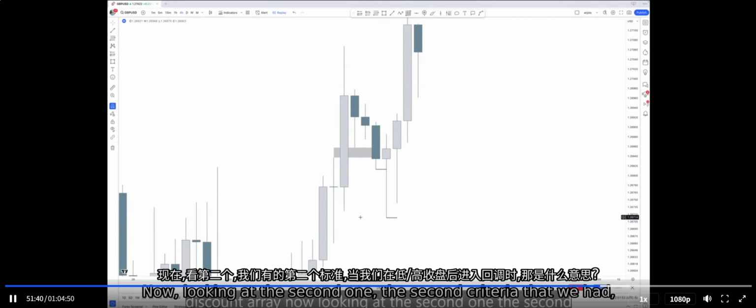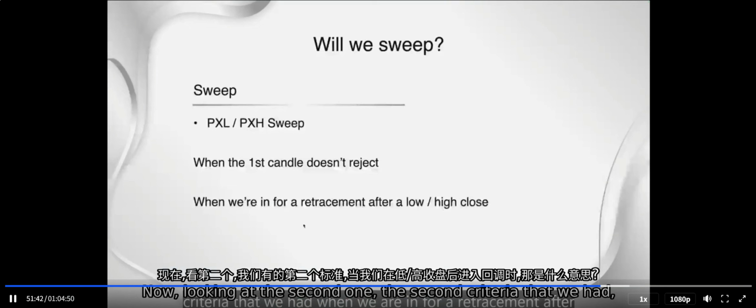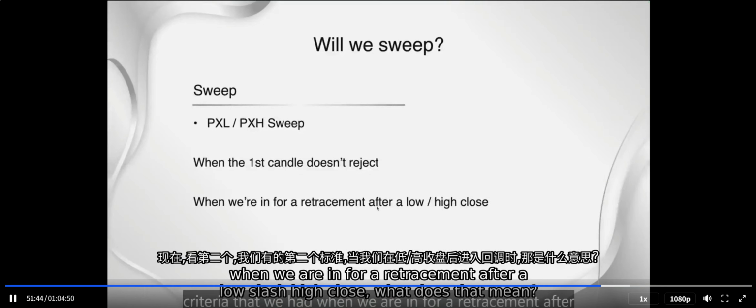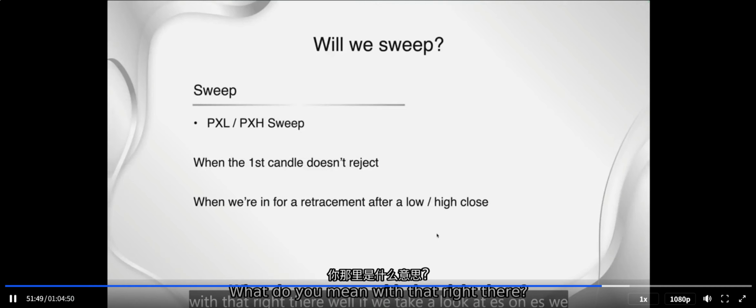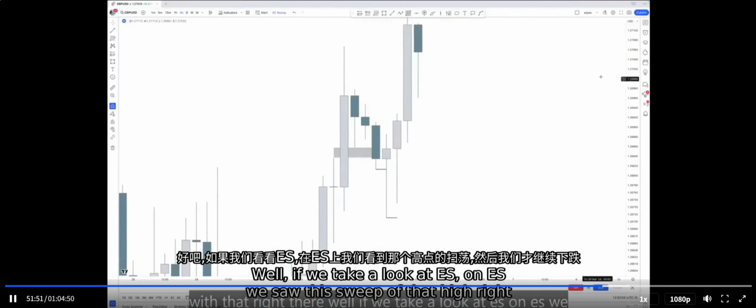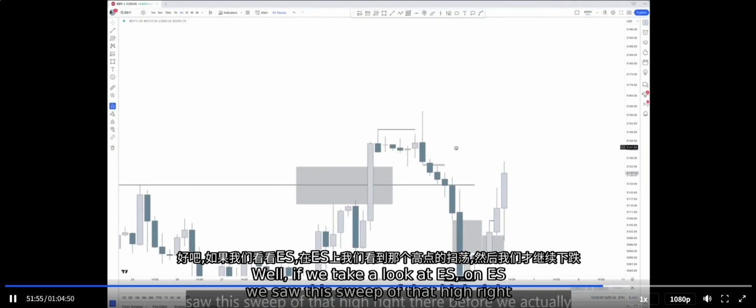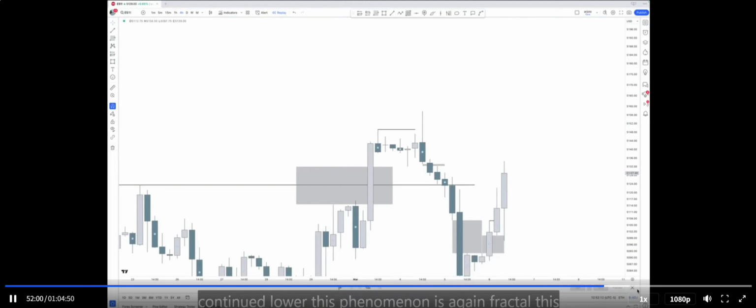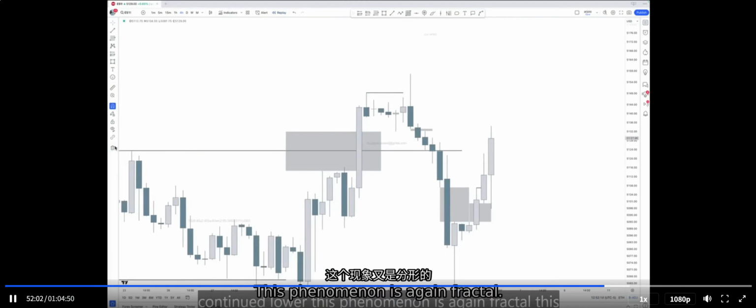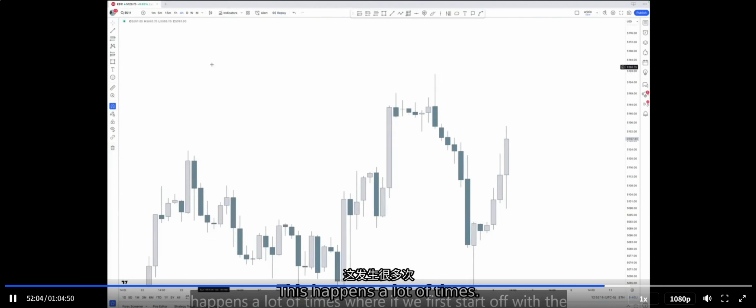Now, looking at the second criteria that we had, when we are in for a retracement after a low/high close, what does that mean? What do you mean with that right there? Well, if we take a look at ES, on ES, we saw this sweep of that high right there before we actually continued lower. This phenomenon is, again, fractal. This happens a lot of times.